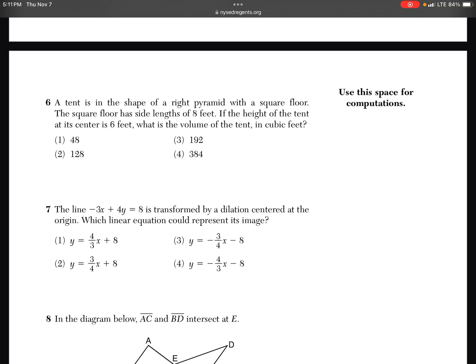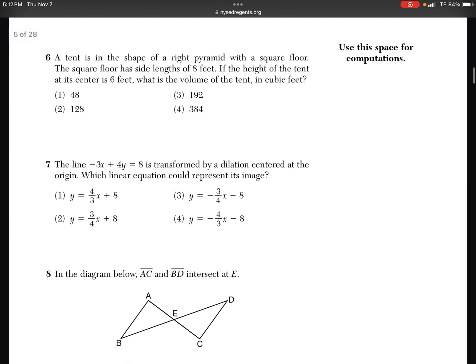Number 6, a tent is in the shape of a right pyramid with a square floor. The square floor has side lengths of 8 feet. The height of the tent at its center is 6 feet. What is the volume? So we get 1/3 the base times the height. The base is 8 times 8, 64, times the height of 6, divided by 3, so 64 times 2, that's 128. Your answer should be number 2.